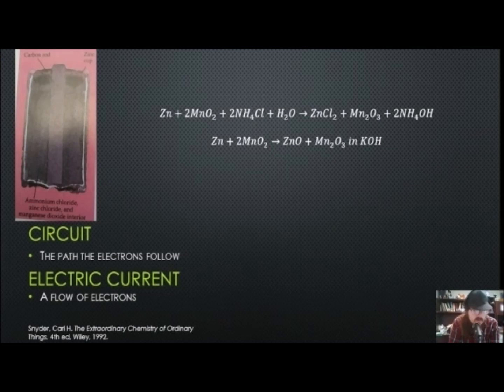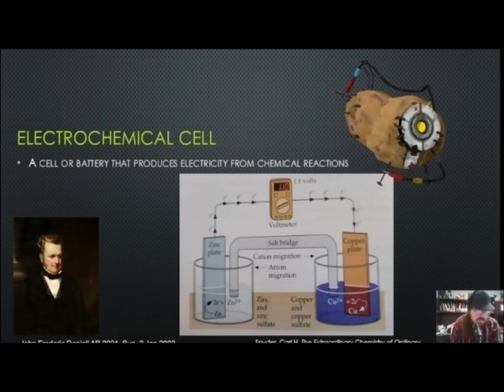change it from Mn4+ to Mn3+. So doing MnO2 plus water forms Mn2O3 and hydroxide. And the reaction is such that the hydroxides and the water cancel out, and so the reaction looks a lot simpler. Now, these oxidation reduction reactions don't just occur in batteries.